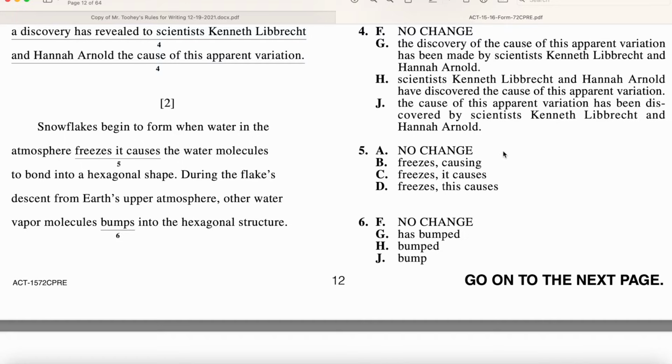Make sure the second half doesn't stand alone for B. Just read the second half because we know the first half stands alone. Causing the water molecules to bond into a hexagonal shape. Does that stand alone? No, sir. No, it does not, and that's why we can use the comma there. Does that make sense? Yes, sir. It's tough to catch.